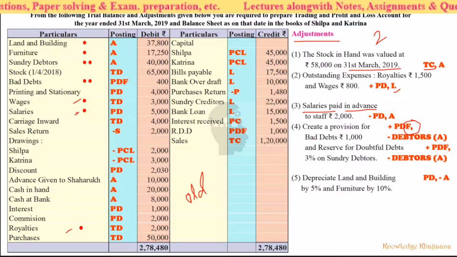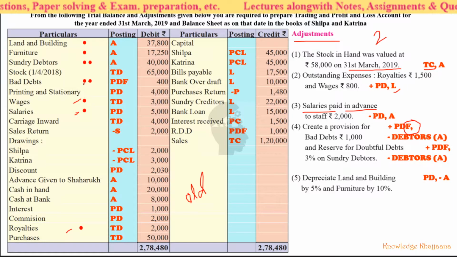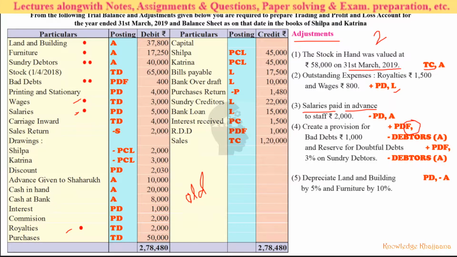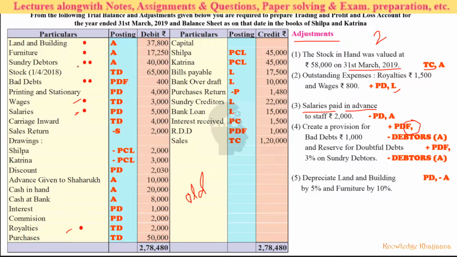So what we have to do here? We have to provide new bad debts. New bad debts have to be provided. So it is added to the bad debts, so we will make one mark against bad debts as per the formula. And those new bad debts are deducted from the debtors, so we will make one mark against debtors also.